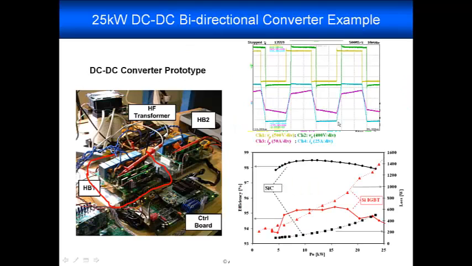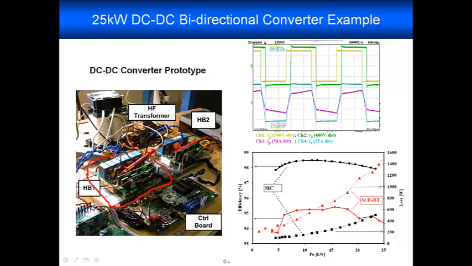In conclusion, this is an example of a dual active bridge prototype. It's a 25 kilowatt design. Input and output voltages are 700 volts with a plus minus 20% variation expected. The switching frequency is 25 kilohertz.